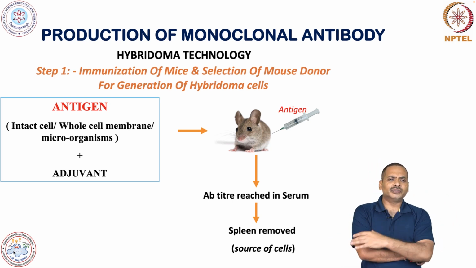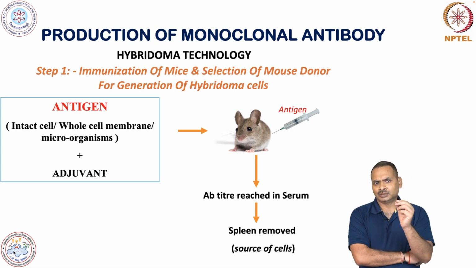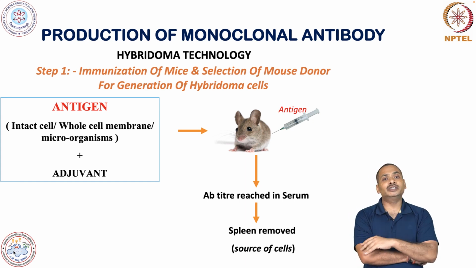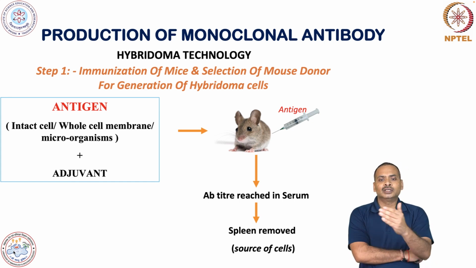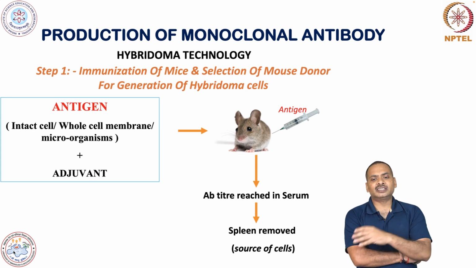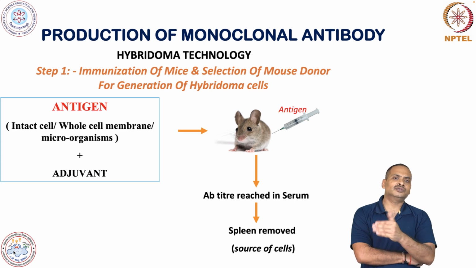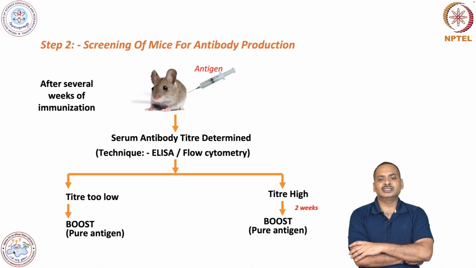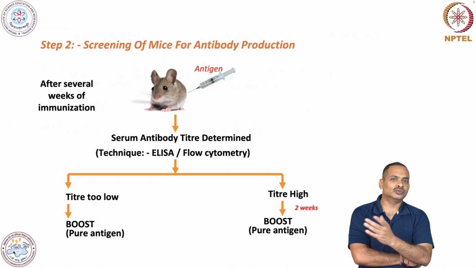So basically what we do, we challenge the mice with your antigen of interest or protein of interest along with the adjuvant. I have explained, we use the complete adjuvant or incomplete adjuvant. Okay. So after challenge, you basically check the titer of antibody. If the mice is showing very good titer of antibody, then you basically sacrifice and remove the spleen, and then you do further experiments.